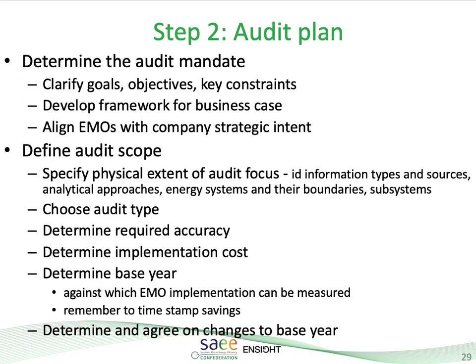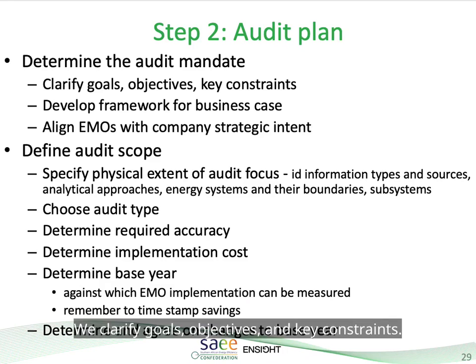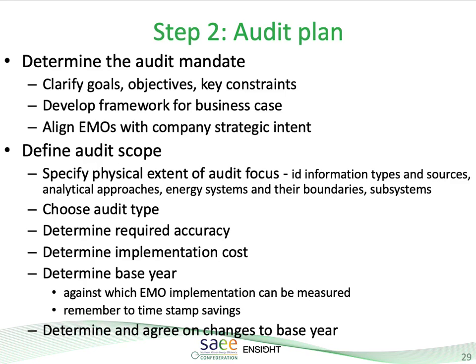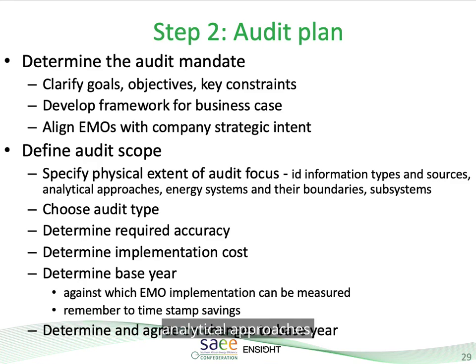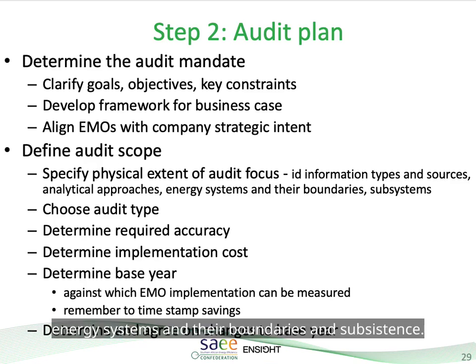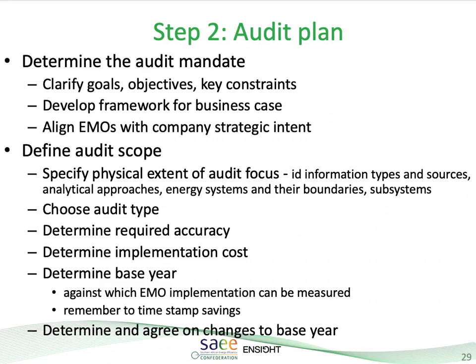We can now determine, in step 2 of the audit plan, the audit mandate. We clarify goals, objectives, and key constraints. We develop a framework for the business case and align energy management opportunities with the company's strategic intent. We define the audit scope. So we specify the physical extent of the audit's focus. We identify information types and sources, analytical approaches, energy systems, and their boundaries and subsystems.